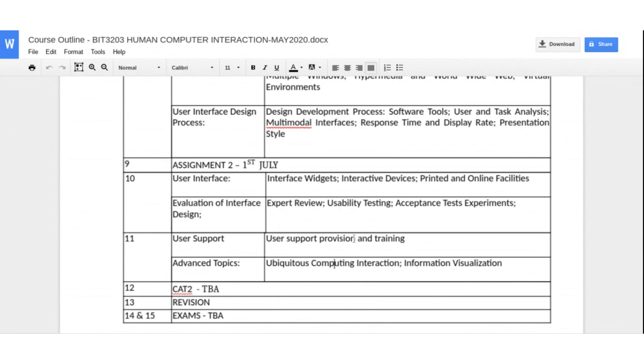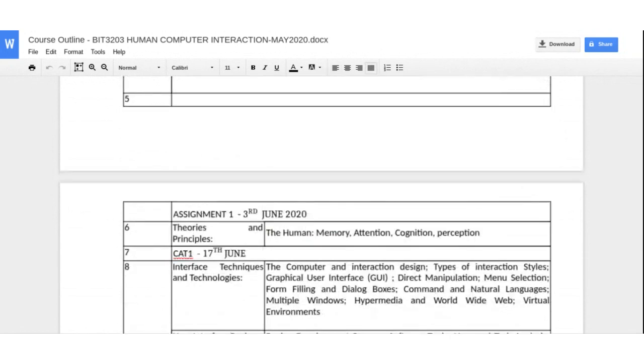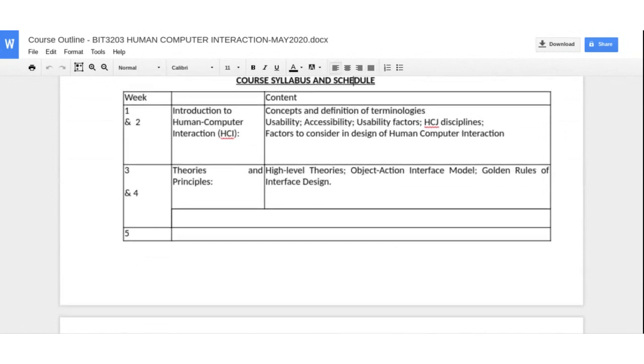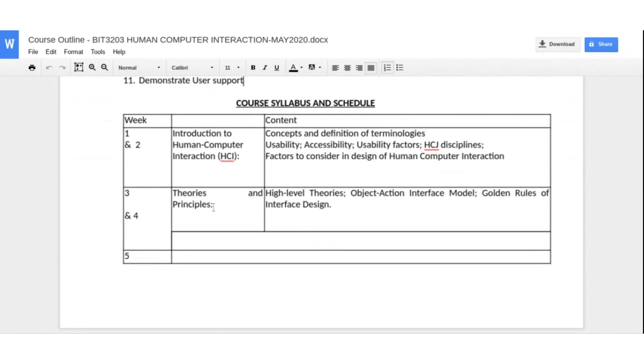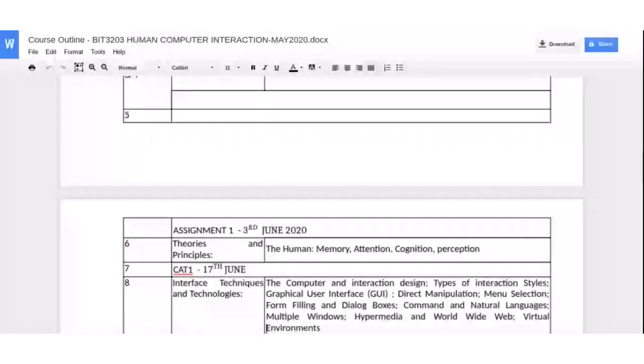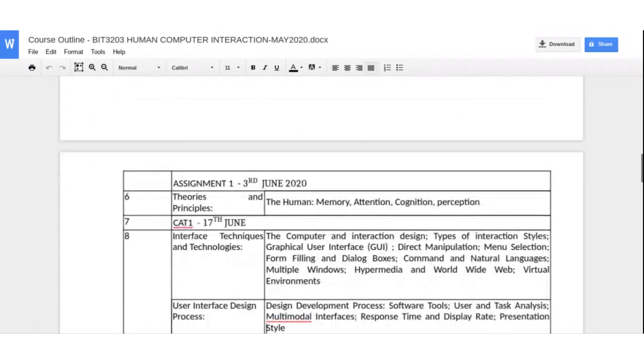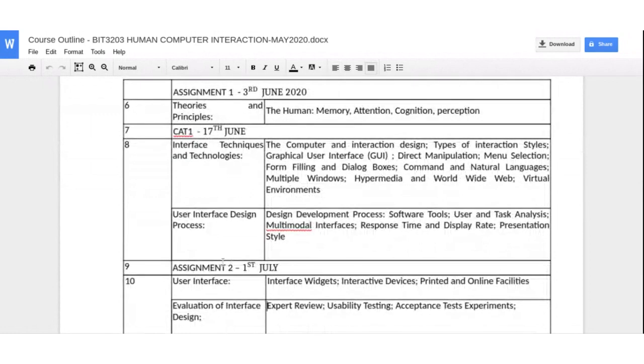Going back briefly, just to highlight again, as we get to evaluations, this document highlights when we expect to do our assignments and CATs. We hope to do our assignment 1 in week 5, and there are dates highlighted as well. CAT 1, we hope to be doing it in June, around 17th June. That's week 7. And for assignment 2, we hope to do that around week 9, just around 1st July.